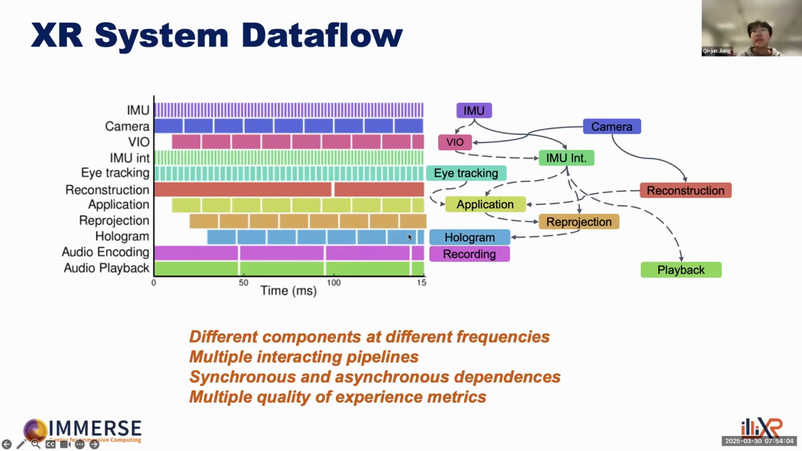And there are different kinds of dependencies among these components. If we see here, the VIO takes inputs from both the IMU and the camera, but the arrows that connect them are different, right? We have one solid arrow and we have a dotted arrow. The solid arrow means VIO is synchronously dependent on the cameras, which means whenever we have a new camera image published, the VIO has to run. So it's synchronous to the camera.